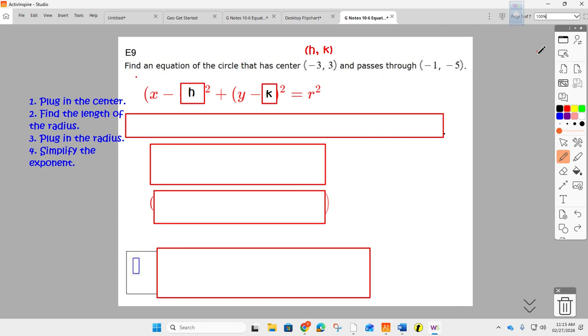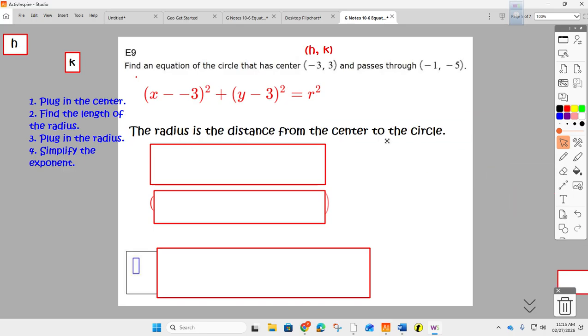All right, so we know this is the standard form of the equation of a circle: x minus h all squared plus y minus k all squared equals the radius squared, right? So here we do have the center, so we can plug that in. But they gave us the point that it went through. They did not tell us how long the radius or the diameter is, right? So what are some ways that we could find the length of the radius? Well, remember the radius is the distance from the center to the circle.